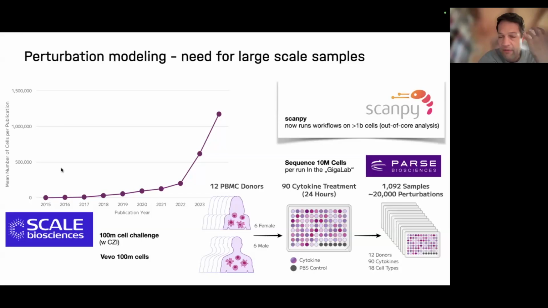And I just want to say that our toolbox, the ones that I mentioned before, is now ready to work on that scale. They work on more than 1 billion cells, essentially using out-of-core analysis, really pushing the tools towards that.